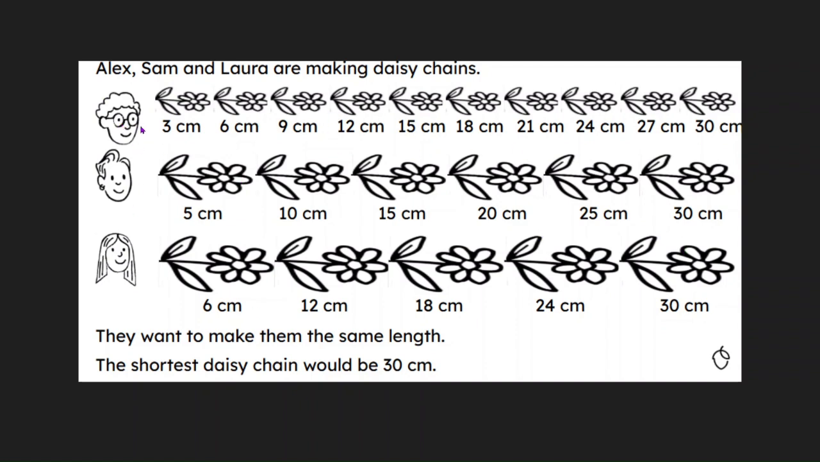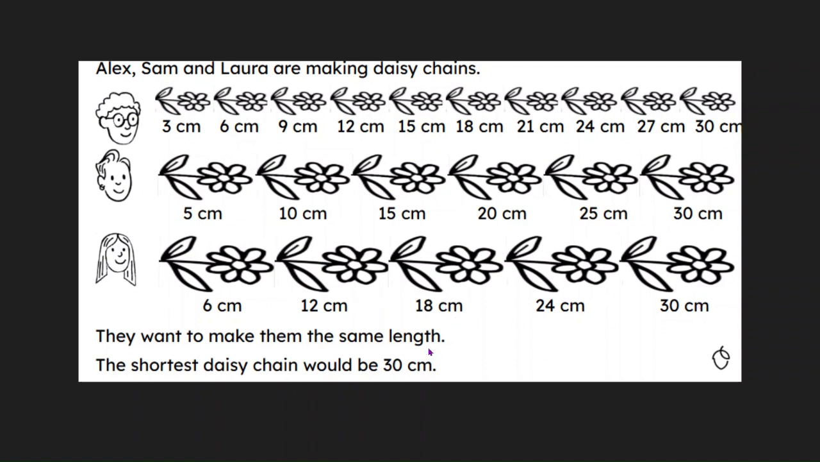So Alex here has daisies that are 3 centimeters long. So as he starts to tie them together, he's getting multiples of 3, right? Sam has daisies that are 5 centimeters long. So as she ties them together, she's getting multiples of 5, right? And then Laura has daisies of 6 centimeters long. So she's getting multiples of 6.